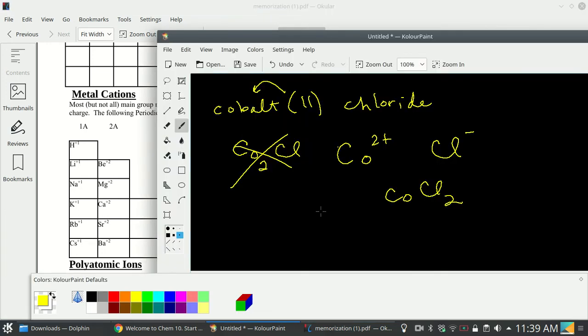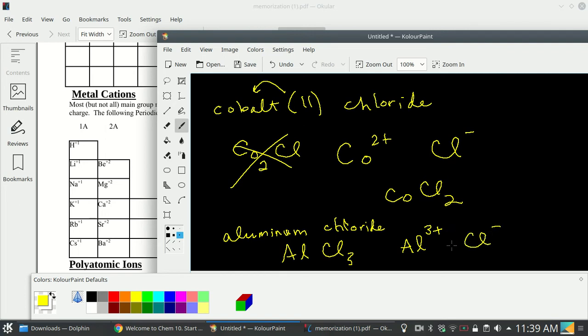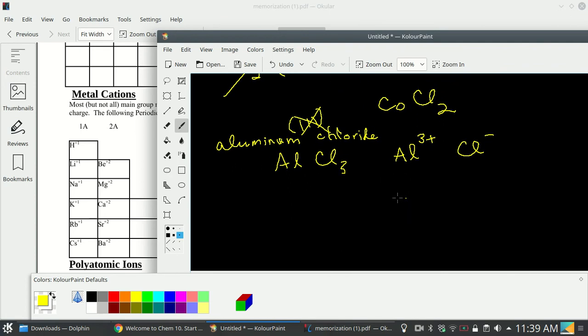Right? So, for example, if I wanted to write aluminum, or if you're from England, aluminium, chloride, I would be writing AlCl3 because I am expected to know that aluminum only has one charge, which is 3 plus. It does not do 2 plus or anything like that. And then chloride is 1 minus, and so it will be AlCl3. You do not write a 3 here, okay? Because aluminum only gets one charge, even though it is a post-transition metal.